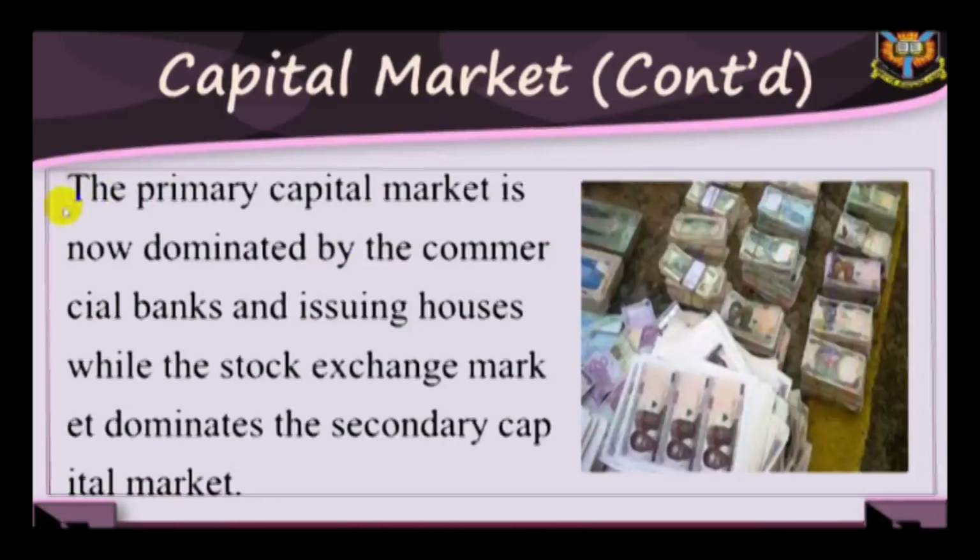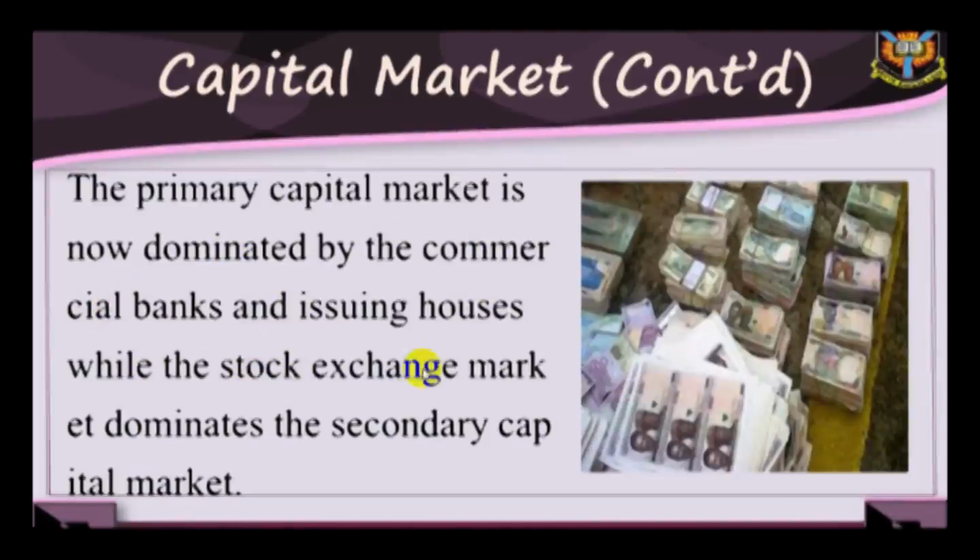Currently, the Nigerian banking industry is characterized by the universal banking system, where the commercial banks perform all functions of investment banking. Thus, the primary capital market is now dominated by commercial banks and issuing houses.